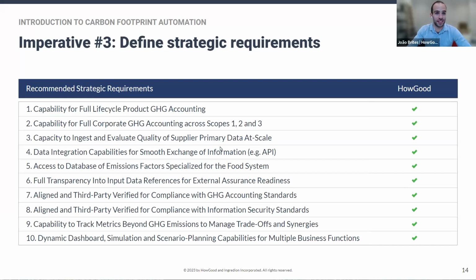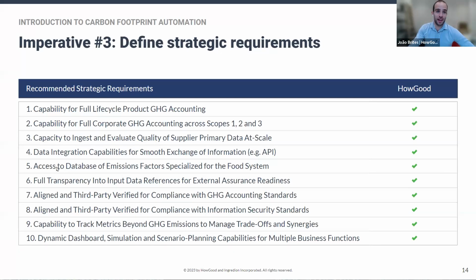Three, you want to make sure that you have the capacity to ingest and evaluate quality of supplier primary data at scale. In the case of HowGood, we have a material directory that we use for this, but this is really important because this is what will allow you to gain granularity and precision over time. Four, you want to have good data integration capabilities. So look for an API that can make the integration between your ERP and the system you're trying to build as smooth as it can be.